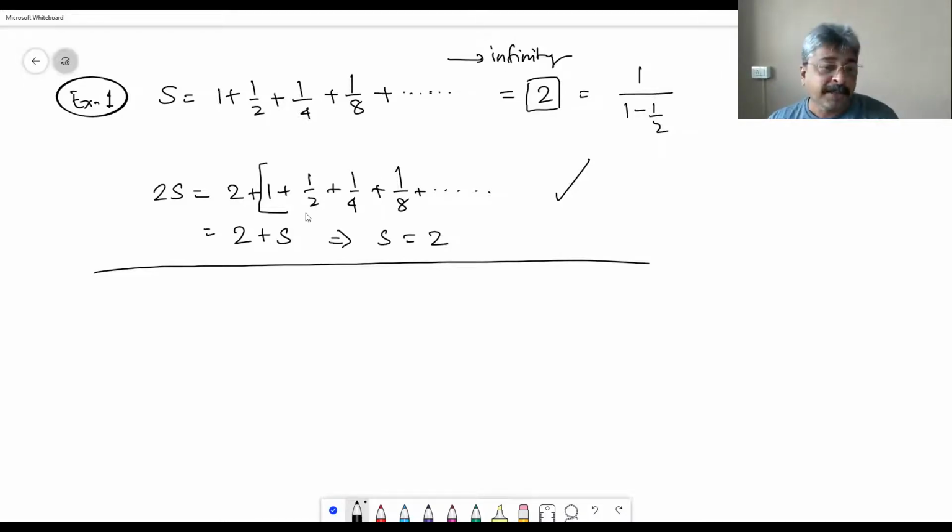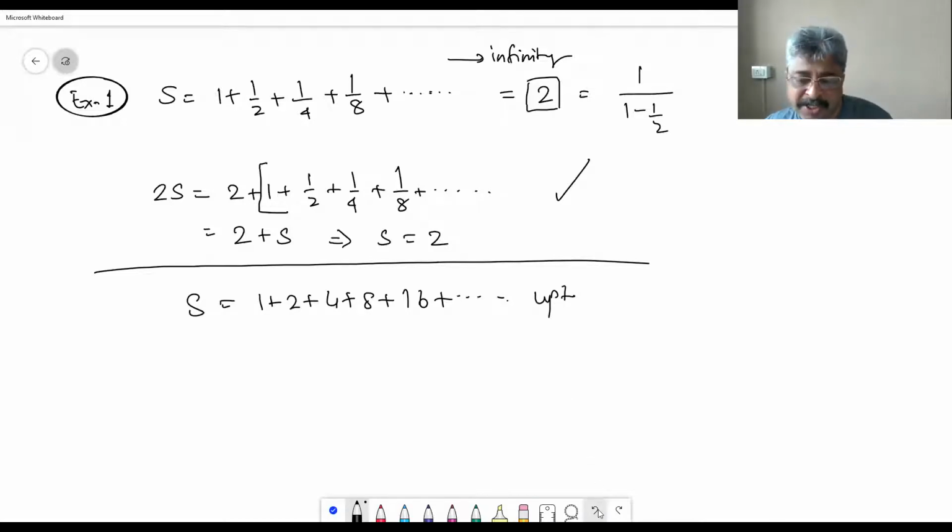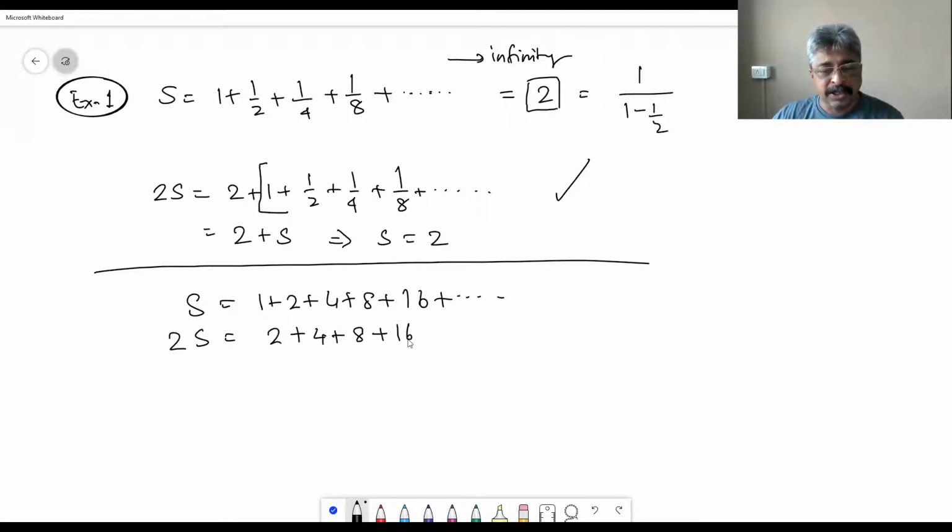Right? But then suppose I say s is equal to 1 plus 2 plus 4 plus 8 plus 16 plus dot dot dot. Not up to infinity, because up to infinity is a wrong statement. This goes to infinity. And what is 2s? 2 plus 4 plus 8 plus 16 plus dot dot. Yes or no?